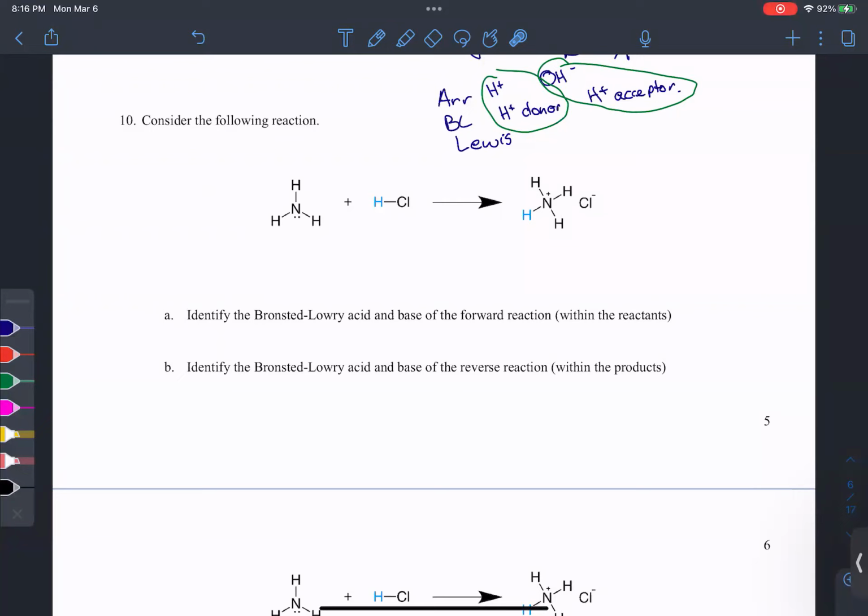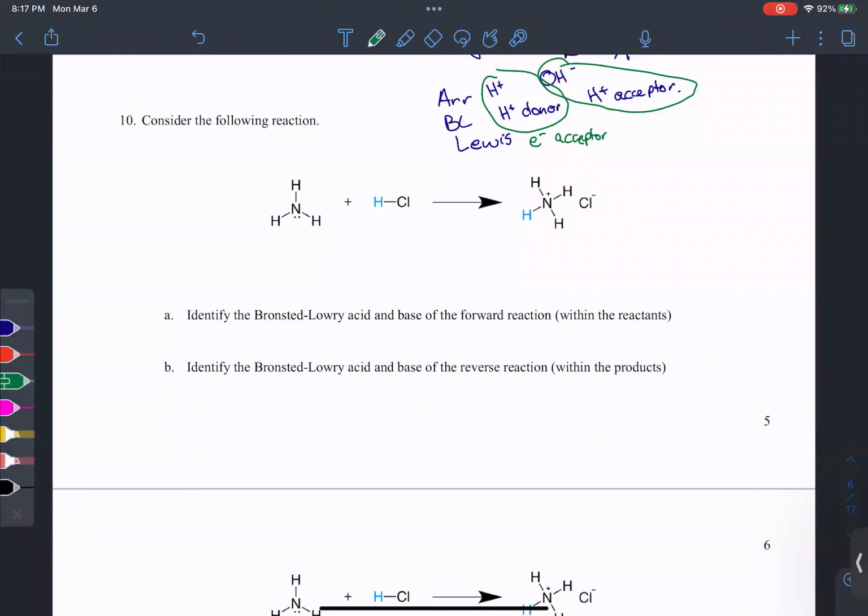And this contrasts to Lewis acids and bases, because we're not focusing on the proton. What are we focusing on in our Lewis definitions? Electrons, yes. So instead of a proton moving around, we're focusing on electrons. Lewis acids are electron acceptors. And I like to remember this, H plus is literally just a proton. It doesn't have any electrons. So an H plus has to be a Lewis acid. It has to be an electron acceptor because protons can't donate any electrons. They can only accept electrons.